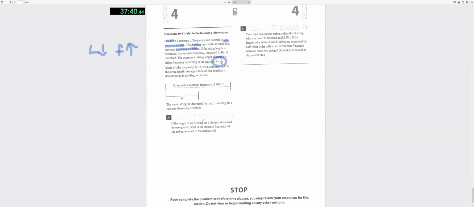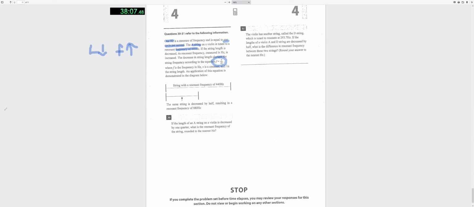If the length of an A string of a violin is decreased by 1/4, what is the resonant frequency of the string? First of all, when you see that A in there, that's referring to the note name. They're not using bad grammar going "an A string." It's supposed to be a letter A string. So, getting that out of the way, an A string is decreased by 1/4. What is the resonant frequency?